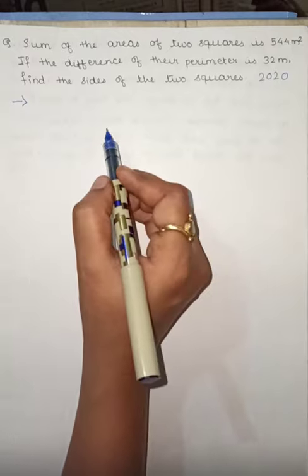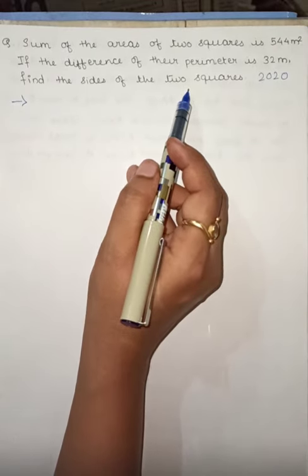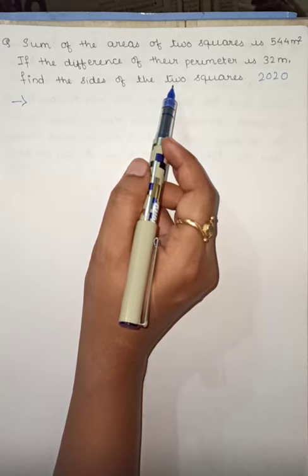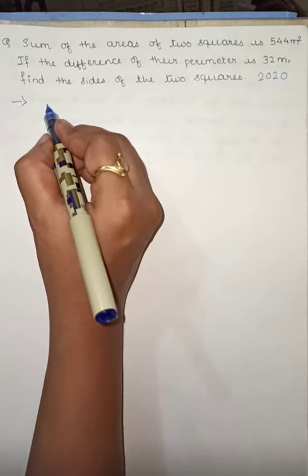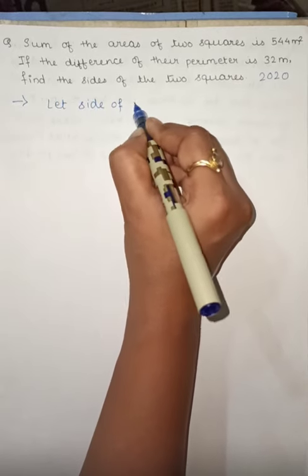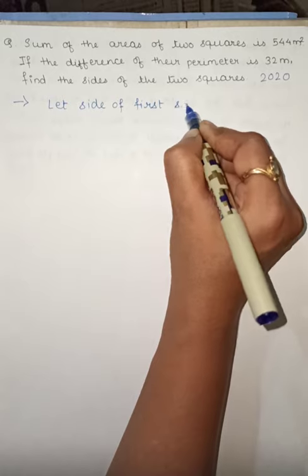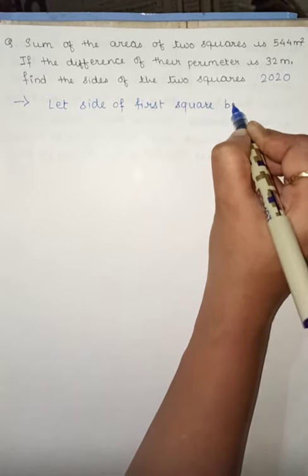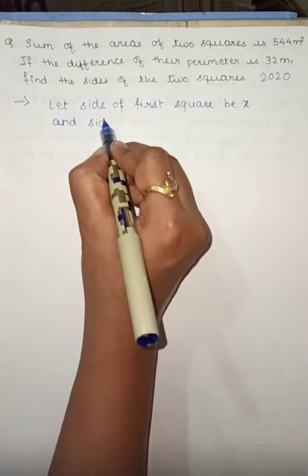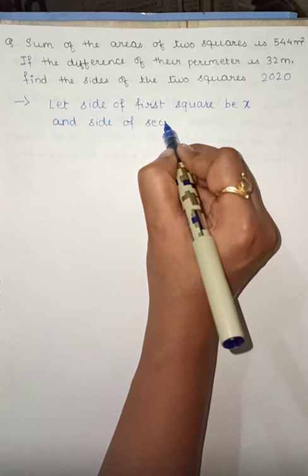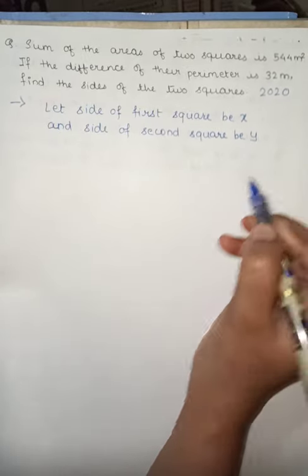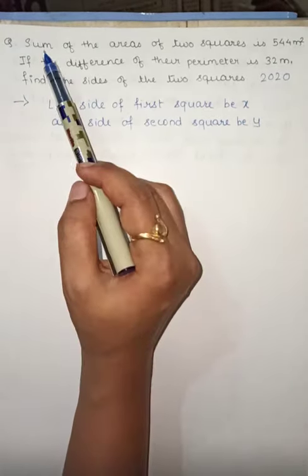So how will you proceed for solving this? If I have to find the side of two squares, definitely I have to consider their sides as some variable. There are two squares, so I will be considering two variables. Let the side of the first square be x and the side of the second square be y.